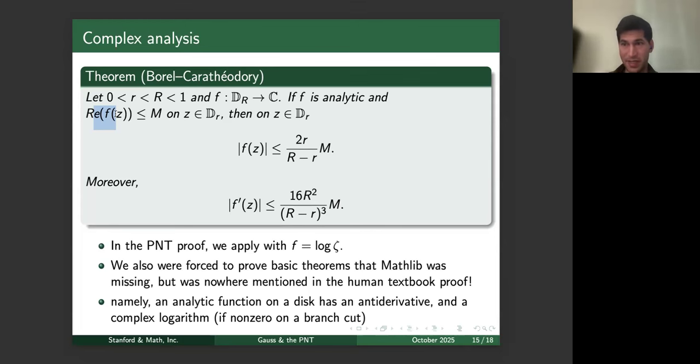Yeah, so in this case we use the maximum modulus principle to prove Borel-Carathéodory, and a lot of this was not in the Lean library. That needed to be built up from the ground up. And also, once you prove a bound like this for f, it turns out you can use the Cauchy integral formula to bootstrap this to get a bound for f prime. And the Cauchy integral formula is something that you also need in Lean.